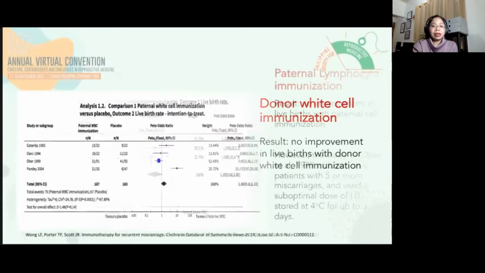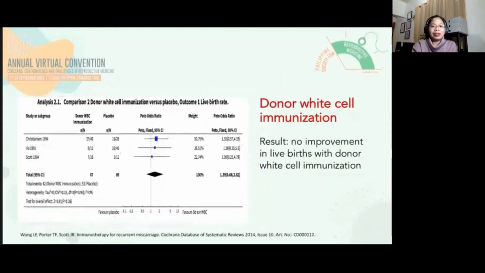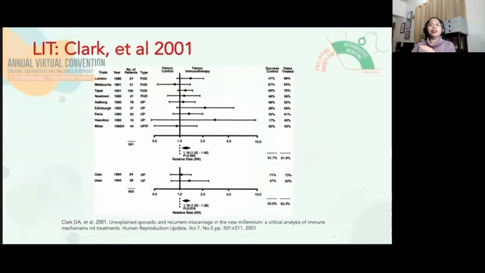However, critics of this Cochrane meta-analysis have said that this is not a very good meta-analysis, since the authors included this study by Ober, which included only patients with 5 or more miscarriages and used a suboptimal dose of LIT, which was stored at 4 degrees centigrade for up to 3 days. Experts believe that LIT would be more beneficial if given as a fresh lymphocyte immunization and not stored lymphocytes.